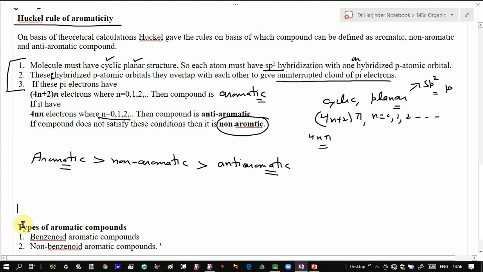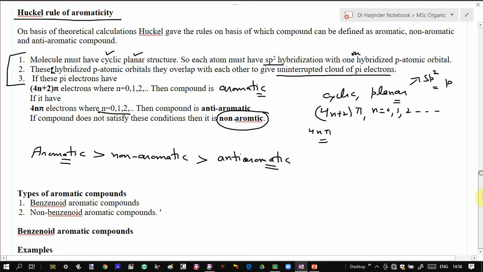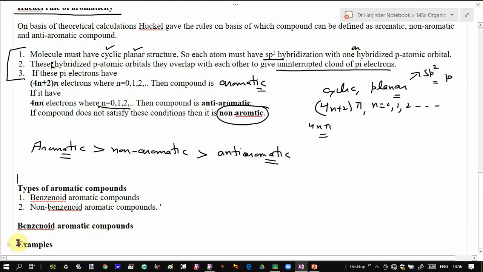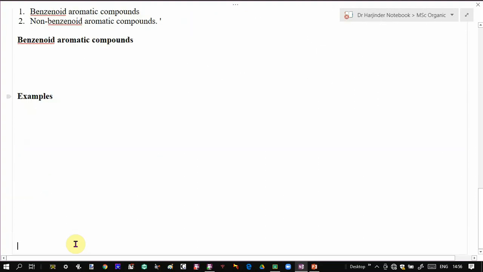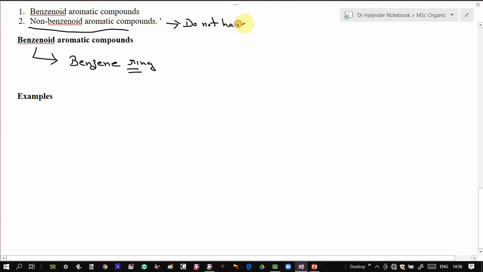So let us see the types of different aromatic compounds. Now the aromatic compounds, on the basis of their structure, can be classified into two categories. One is benzoid aromatic compounds and another is non-benzoid aromatic compounds. As the name suggests, benzoid aromatic compounds consist of at least one benzene ring in their structure, while non-benzoid aromatic compounds are aromatic compounds, but they do not have a benzene ring in their structure.